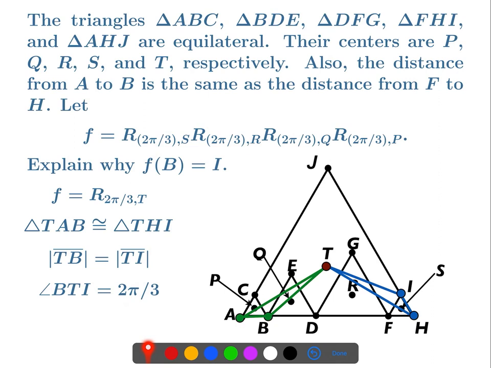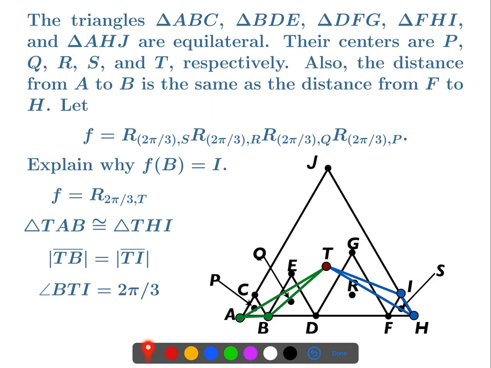Where is that coming from? We know ATH is 2 pi over 3, and if you take away this angle and add this angle, these have the same measurement because these were congruent triangles. So if you take away this angle from this ATH and then add this angle, you're just getting BTI. And so that has to be the same angle measurement because these two angles were the same. So BTI is 2 pi over 3, that angle.